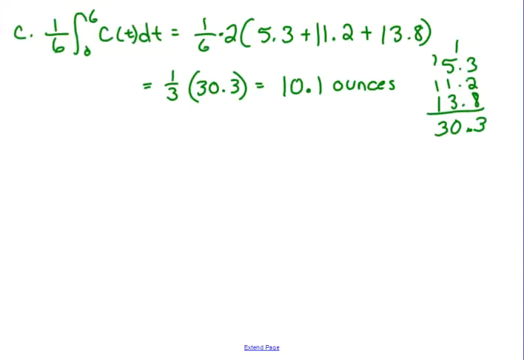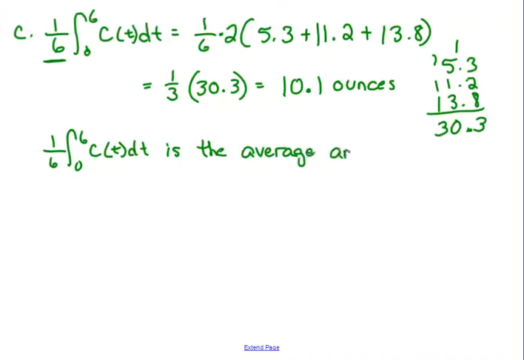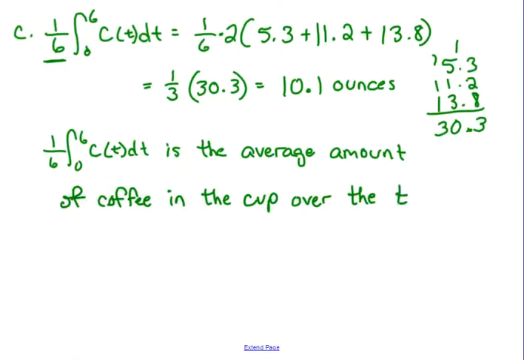So what does that integral stand for? Anytime you see that fraction there in front, remember that's the average value. So 1/6 integral from 0 to 6 of C dt is the average amount of coffee in the cup over the time interval 0 is less than t, which is less than 6 minutes.